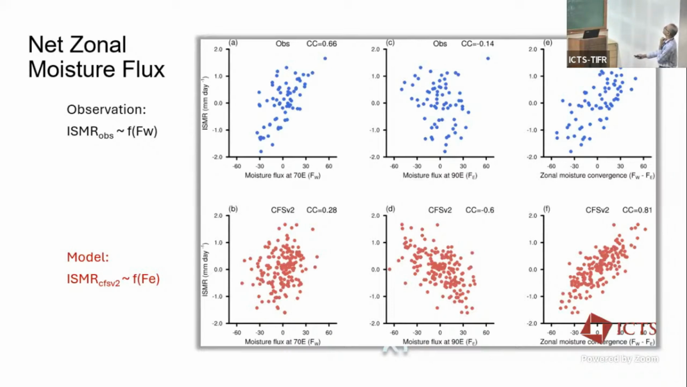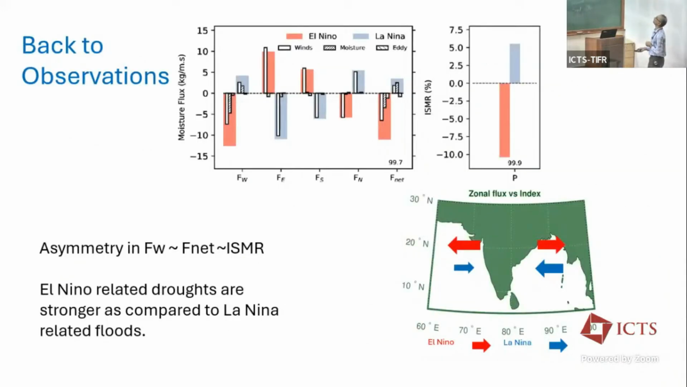So finally, if you subtract these two, that's FW minus FE versus ISMR, you get a much stronger relationship in the model because of this strong relationship here and not here, right? For observation it is a little weaker compared to this. So the fluxes in the model drive the rainfall more strongly, but mainly because of the flux on the eastern side of the domain compared to the western side. So this is back to the observations now.